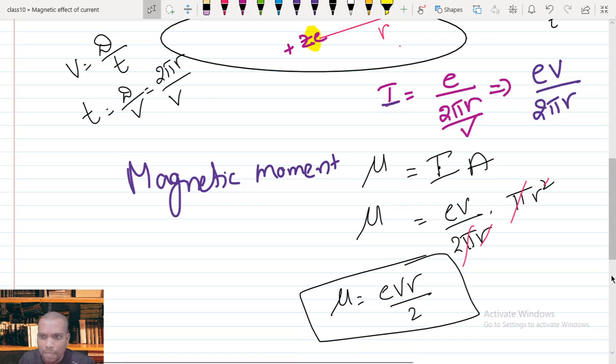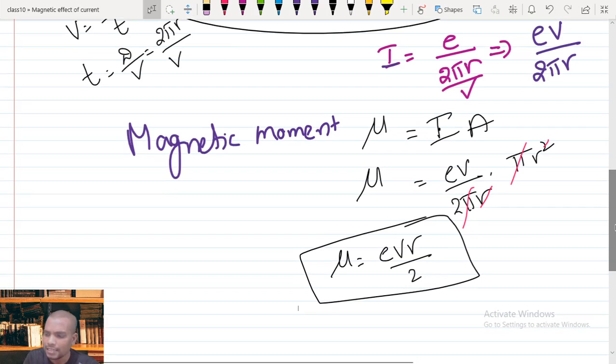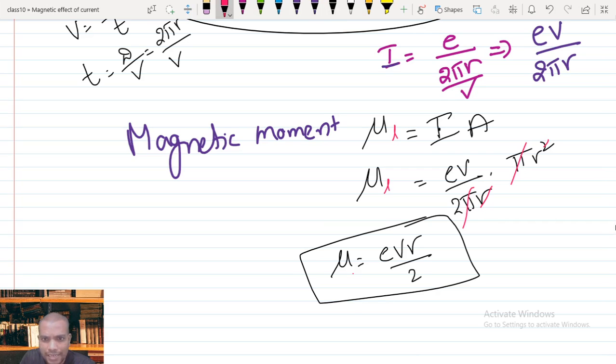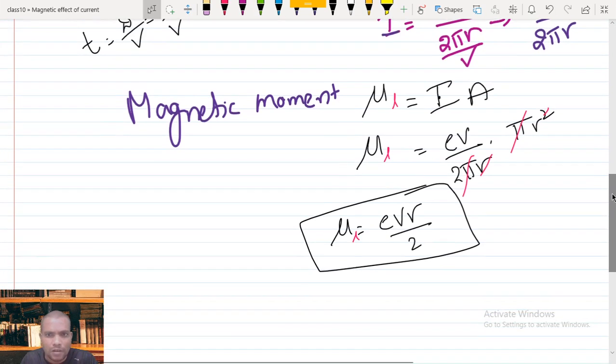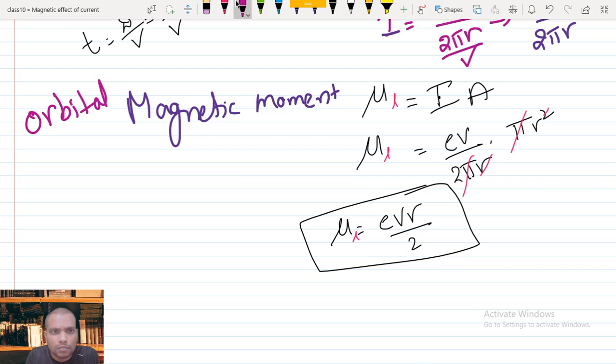Now for a small change here, we introduce a character known as L. For a moment you can just carry this magnetic moment. This is nothing but what we call the orbital magnetic moment. L stands for the orbital quantum number. So the orbital magnetic moment mu L equals eVr upon 2.